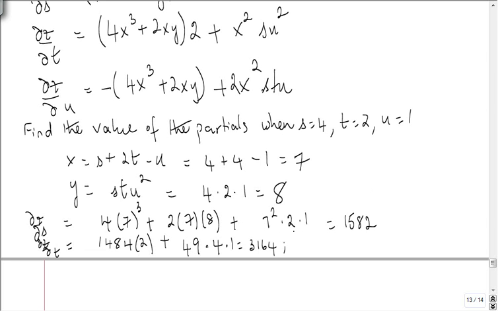And then finally, partial z with respect to u is minus 1484 plus 2 times s squared, so 2 times 49 times 4 times 2. What's that one? Negative 700. Any questions?